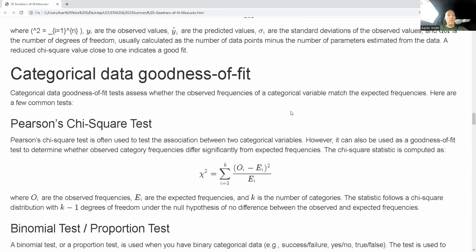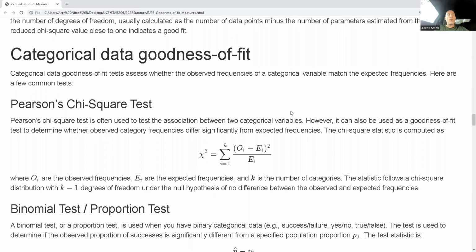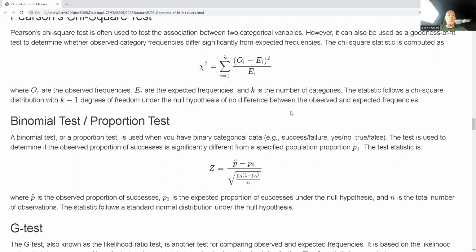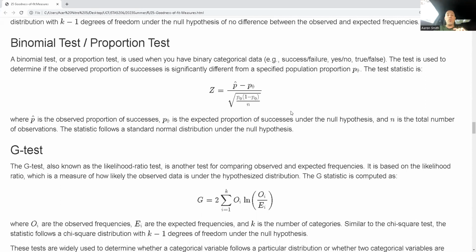Now, for categorical goodness of fit, we're going to have our chi-square test. Here we're taking the chi-square statistic we talked about previously, and we're going to apply it to the hypothesized probability distribution of chi-squared with k-1 degrees of freedom. We can also do a binomial test or a proportion test. Here I'm using a proportion test using the normal approximation. This will work for 2 category data.